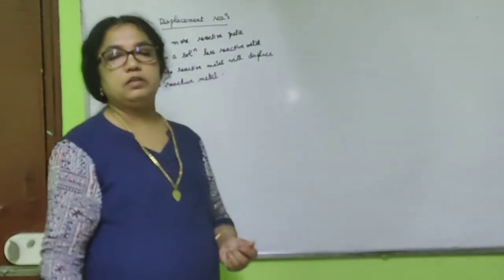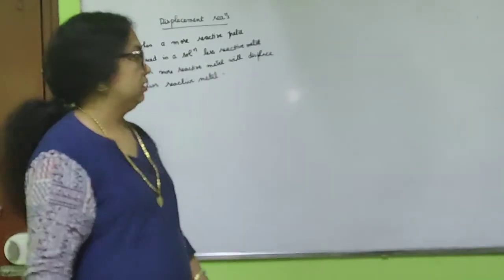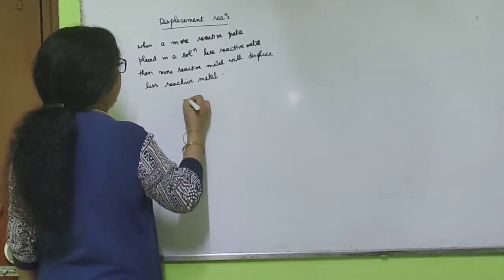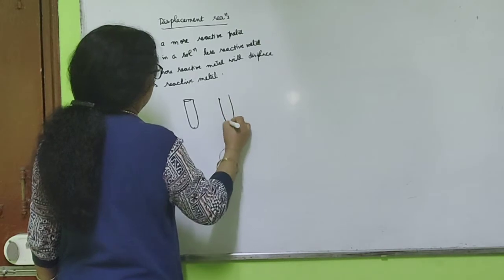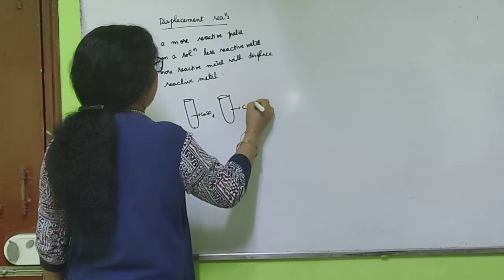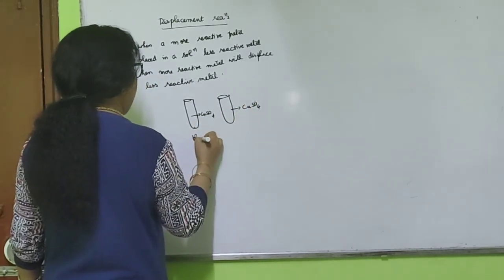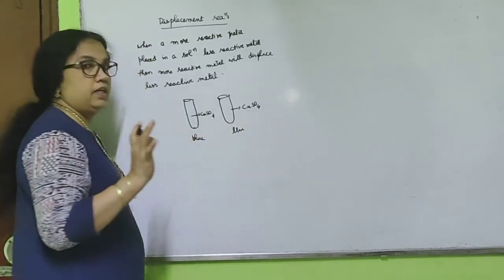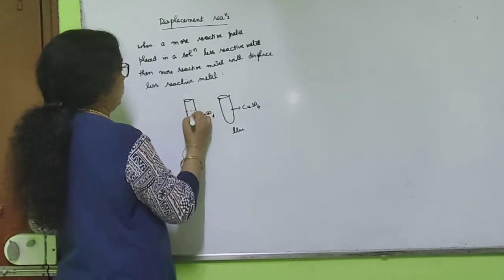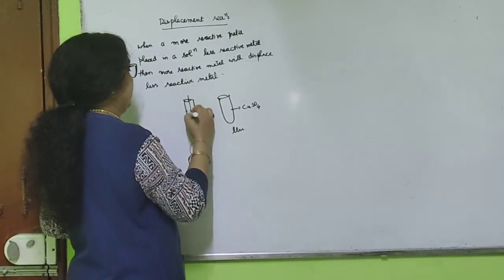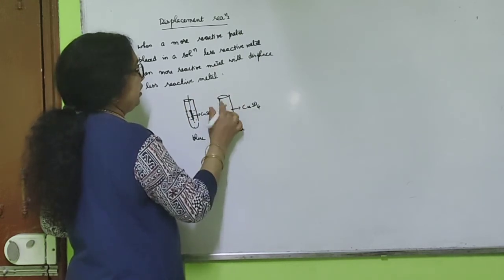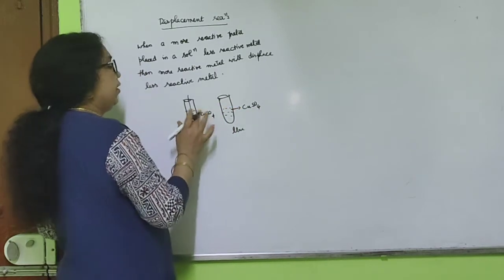For that, we can do this experiment. Take two test tubes containing copper sulfate solution. In both, take copper sulfate solution. What's the color? Blue, both are blue. Now take iron nails. Place an iron nail in one copper sulfate solution. In the other there is no iron nail, only copper sulfate solution. Keep it like that.